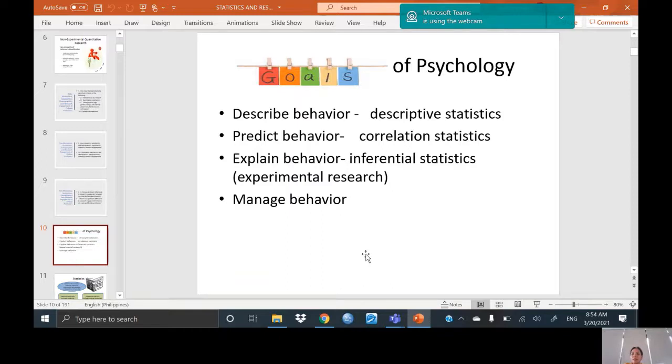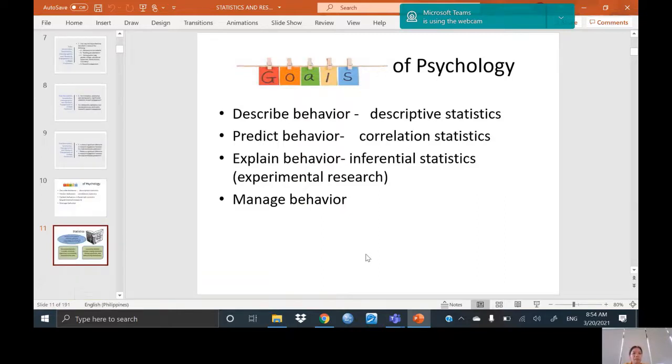But they may be able to manage behavior. And psychology tries to do it with the use of statistics. That is why we are here in this subject, advanced psychological statistics. Okay, so I'm just trying to go back to these concepts for us to be reviewed, so that we'll not be groping in the dark as we go up the ladder of statistics.